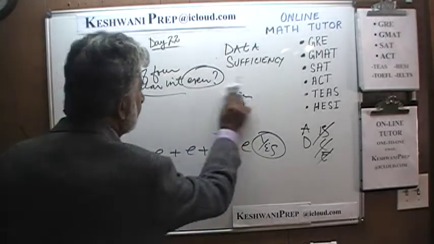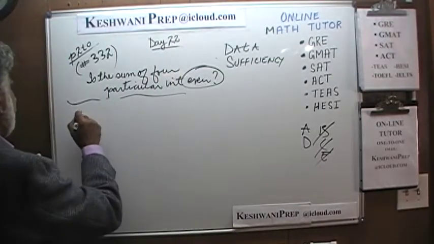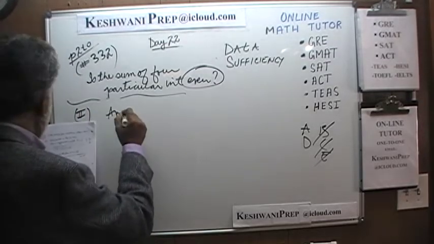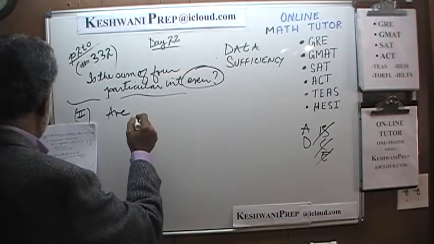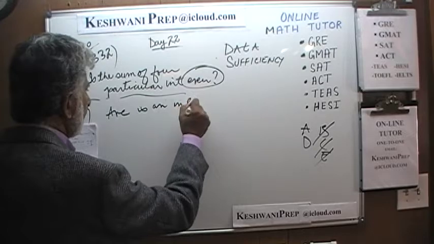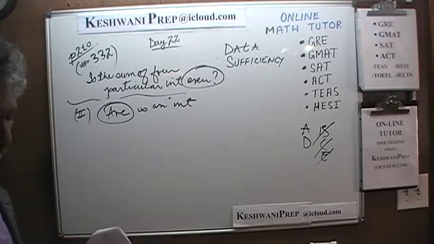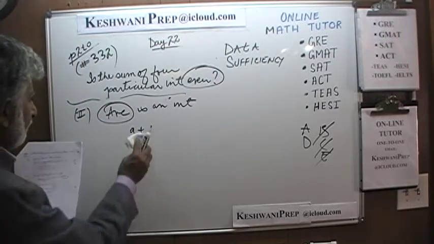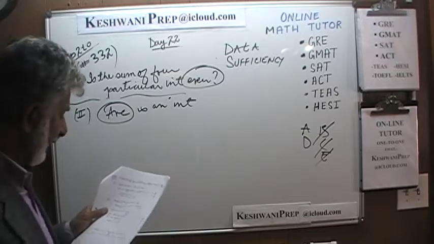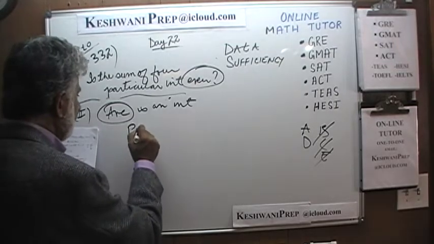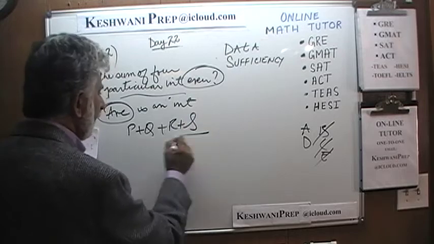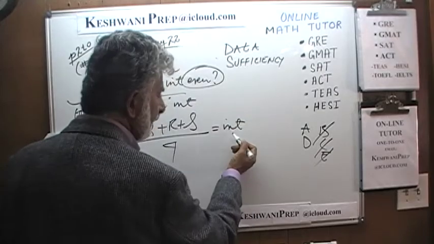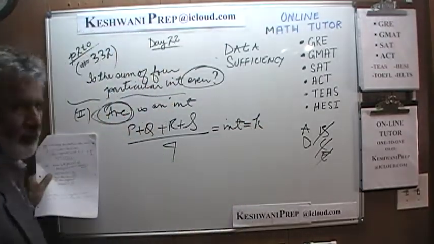The second statement tells us that the average of these four terms is an integer. Their average is a whole number. Let's make up four numbers here. Let's use P, Q, R, and S, because the letter D will confuse us with the R. We don't want to do that. And when we divide that by four to find their average, that turns out to be an integer. Let's call it K. Are you with me so far?